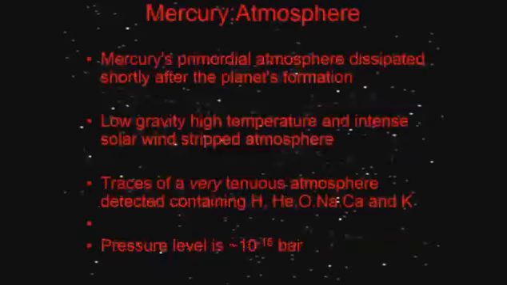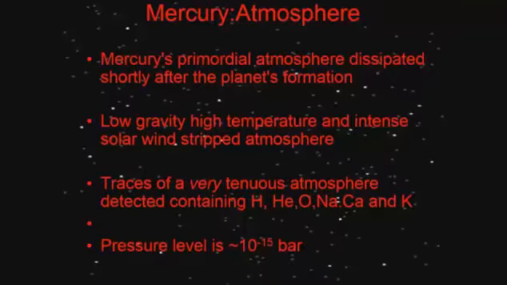So in terms of atmosphere, as I've mentioned before, it probably had some primordial atmosphere. That was gases that the planet itself actually trapped and held on to for a short while after it formed. That atmosphere would have dissipated very quickly after the planet's formation. The planet has very low gravity, very high temperature, and the intense charged particles, the solar wind from the sun, would have stripped the atmosphere off and basically destroyed it.